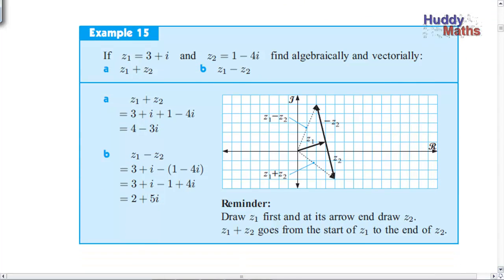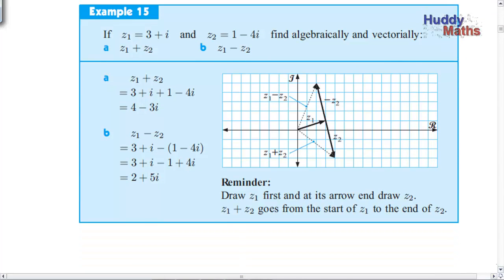Here's another one. Okay. Find algebraically and vectorially. Now we did algebraically in an earlier presentation. Here it is over here. Adding up 3 plus i and 1 take 4i. Just do it as a plus bi and c plus di. Remember, collecting the real parts and the imaginary parts. Okay. And then z1 take z2. We'll look at it vectorially in a minute.